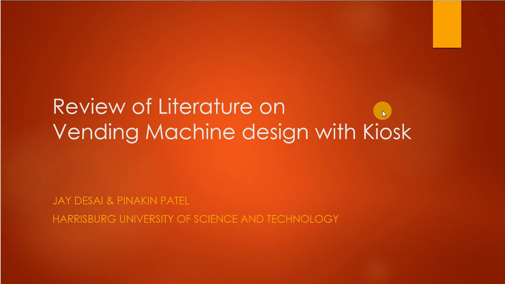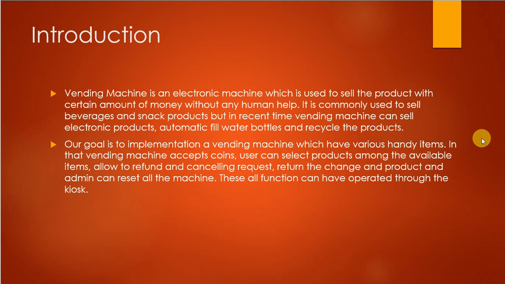So our introduction, this is the first slide. In our introduction, we are going to design the vending machine with the kiosk. This type of concept is really nice in this modern era. Here we introduce what a vending machine is. A vending machine is an electronic machine which is used to sell products for a certain amount of money without any human help. It is like an automatic machine. When you give some inputs and some amount of money, you get the product you choose from that machine.